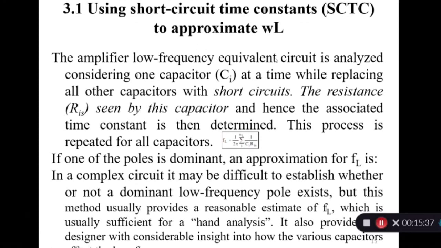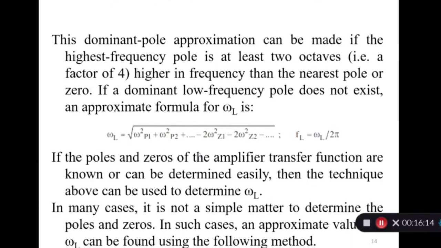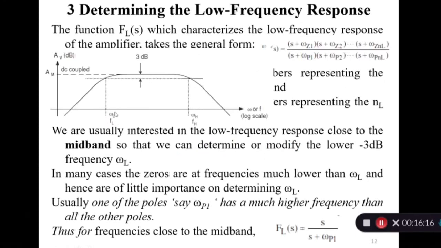What is the process? The process is that when we are analyzing the low frequency circuit, we consider one capacitor at a time while replacing the other capacitors with short circuits. And then calculate the resistance looking from this specific capacitor. And then you can use the formula F L equal to 1 upon 2 pi, sum over N, where N is the number of capacitors, 1 upon C1 R1s. I am going to explain this one. What is F L? This one we will discuss in the next one.